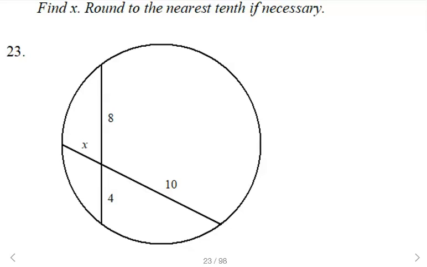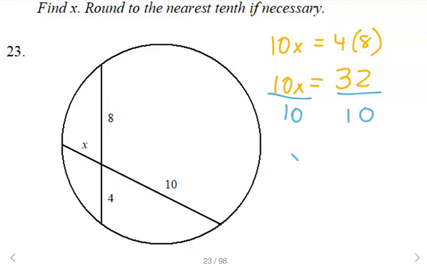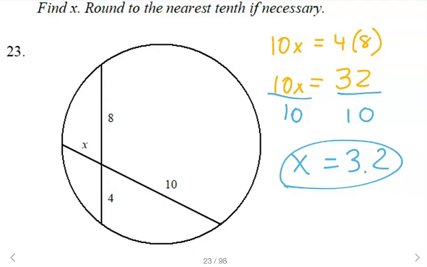When we have chords intersecting inside of a circle, the product of the chord segments, so like 10 times x, equals 4 times 8. So we get 32 equal to 10x. To get rid of multiply by 10, divide by 10, and we get x as 3.2. We did not end up having to round there.